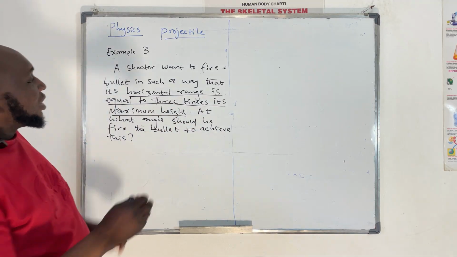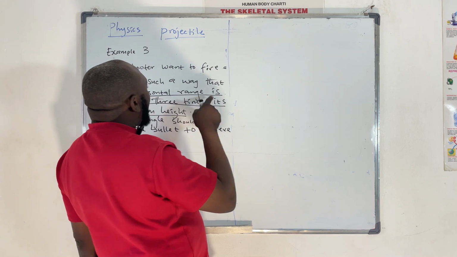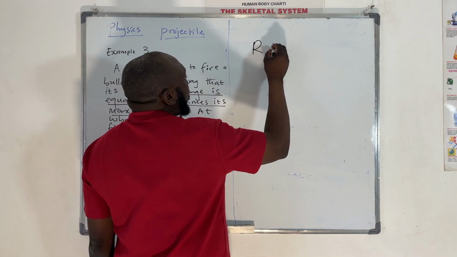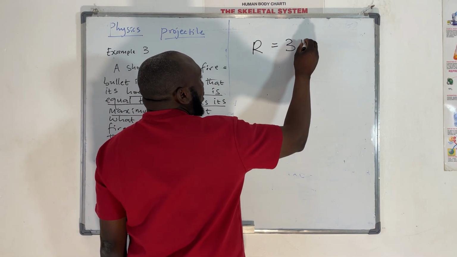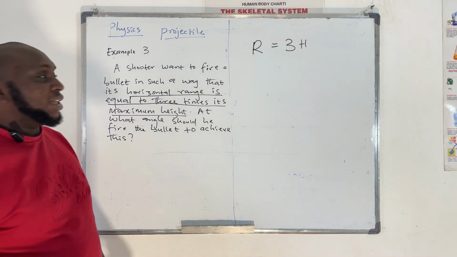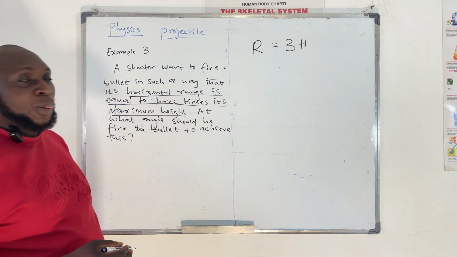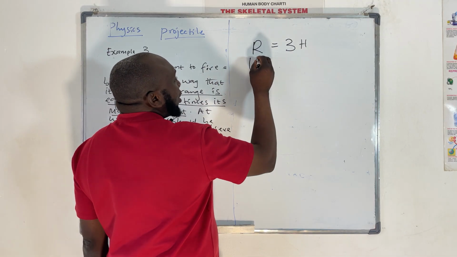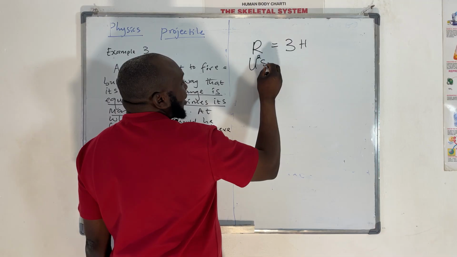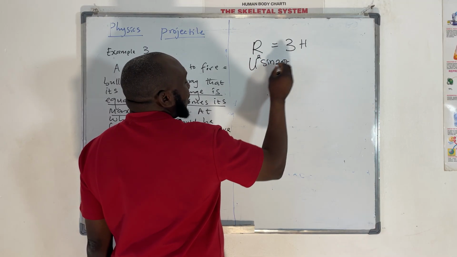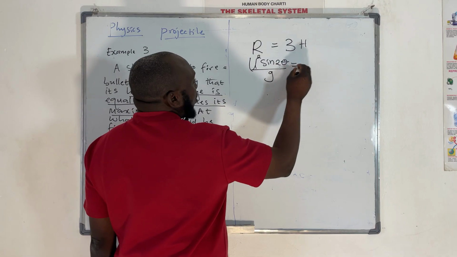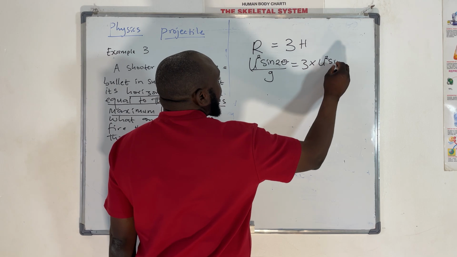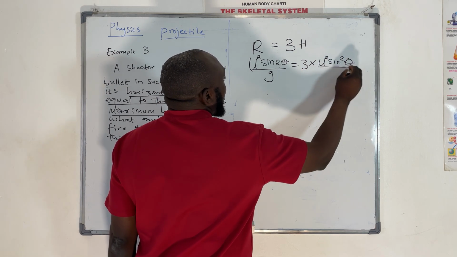So from the part I underlined, the horizontal range, which is R, is equal to 3 times the maximum height. That is what the statement says. Then what is horizontal range? From the previous video, I told you that the horizontal range is u squared sine 2 theta over g, which is equal to 3 times u squared sine squared theta over 2g.